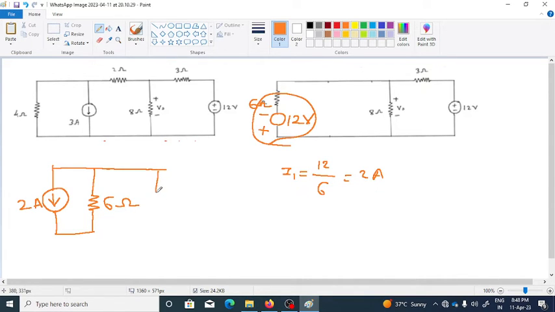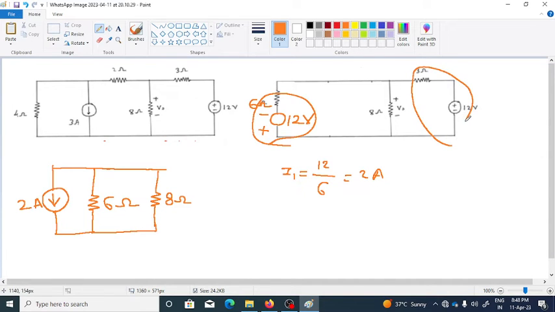So this is as it is now. This is the 8 ohm resistance across which the voltage V0 is to be found out, right? And what about this?